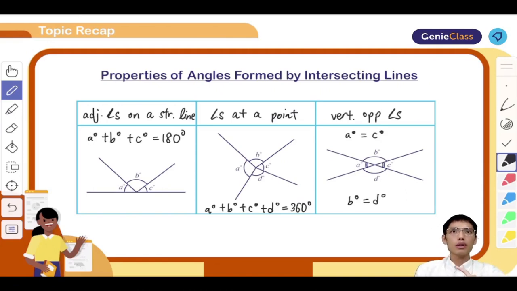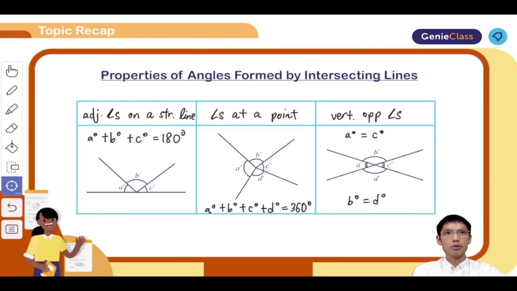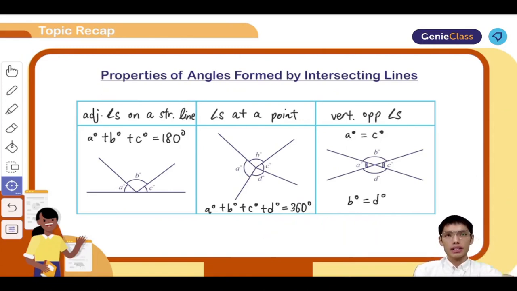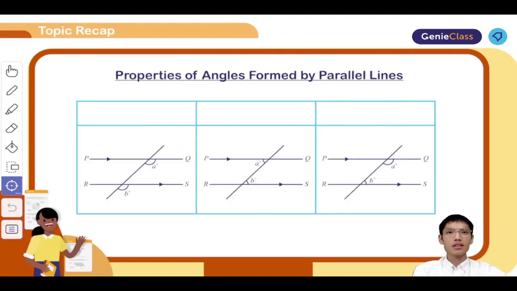Now take note, why do I still want to go through all these properties? If we recap, these properties have to be written down in your working when you are doing your question. You have to write them down. So for example, if you find out that 3 particular angles or maybe even 4 particular angles are in a straight line, you actually have to write the reason down. Very important.